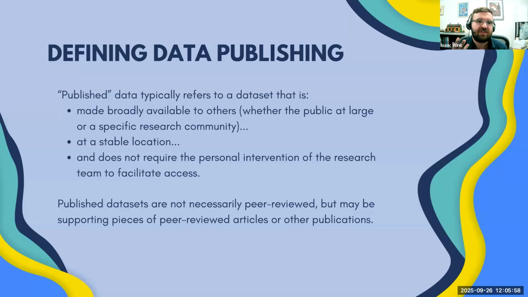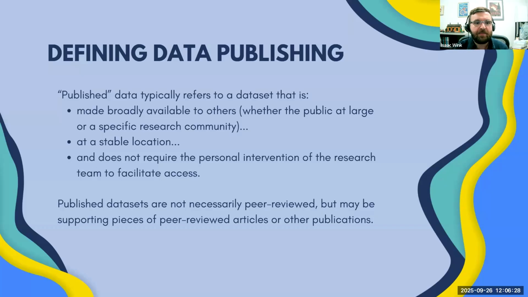And I think of it as having three main components for a data set to be considered published. First, that data should be made broadly available to others. That might mean the public at large, so maybe it's hosted online somewhere where anyone can have access to that data. But it might mean a more limited or specific research community if there are any concerns around the wide accessibility of that data. For example, if it contains data that's sensitive in any way or there are privacy concerns with it.